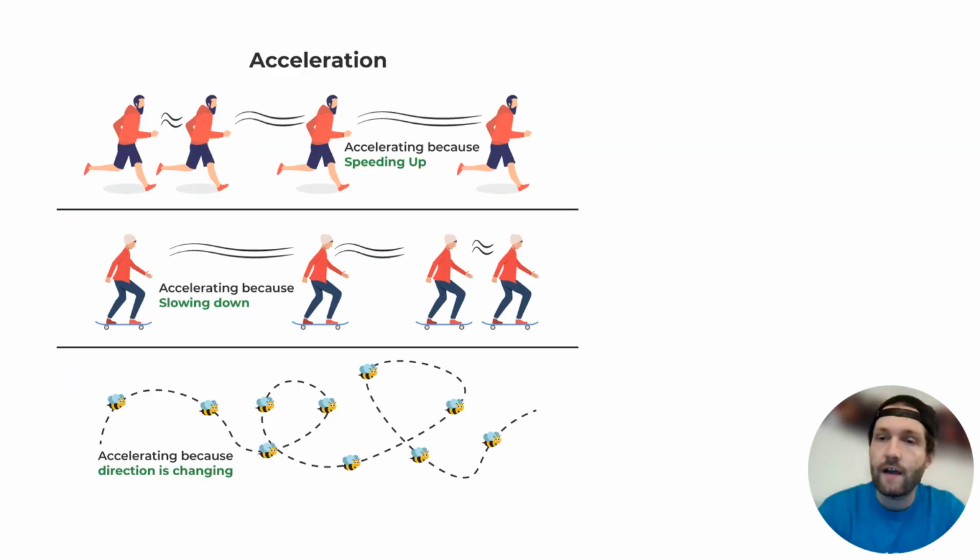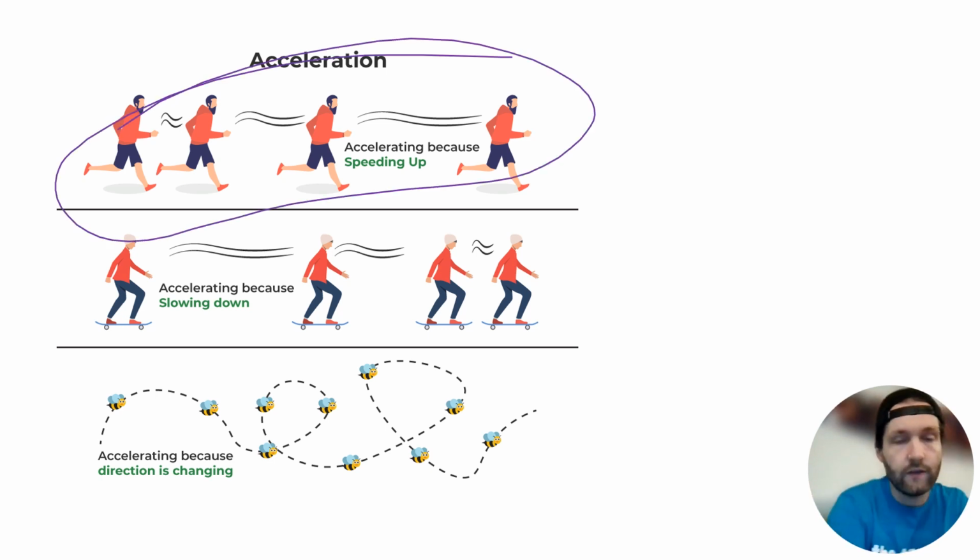Lastly, let's tackle acceleration. Acceleration is all about changes in velocity. When an object speeds up, slows down, or changes direction, it's experiencing acceleration. Okay, so I've got my first example here: I've got this guy running and his velocity increases. The magnitude of his speed increases. He is speeding up. All right, so maybe he was going at, I don't know, 6 minutes per kilometer, and then he's gone to 5 minutes per kilometer. He's sped up, he's accelerating.